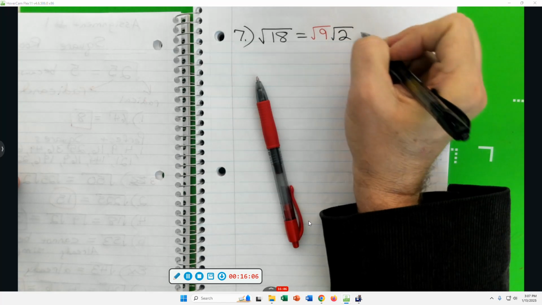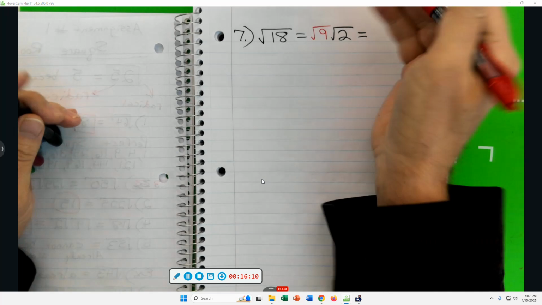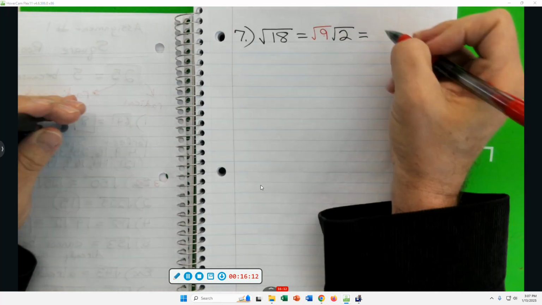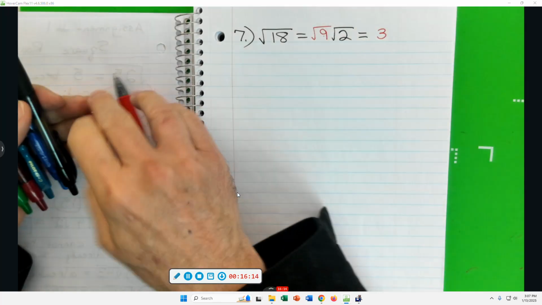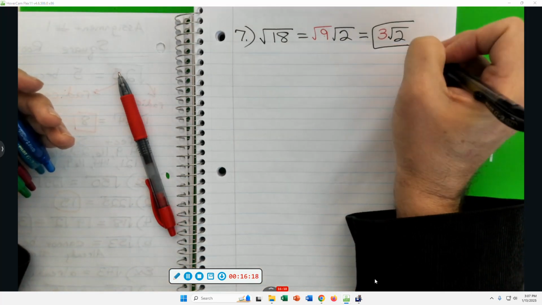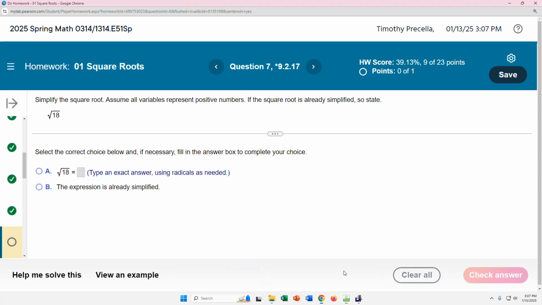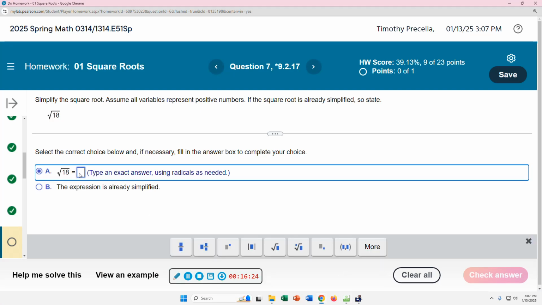This doesn't happen very often. It's exactly the same as that problem we've already done. And then the square root of 9 we replaced with the 3. Do y'all remember that problem? Even though you've already done it, you still have to type the answer in again, or else you're not going to get credit for number 7. So 3 square root of 2.